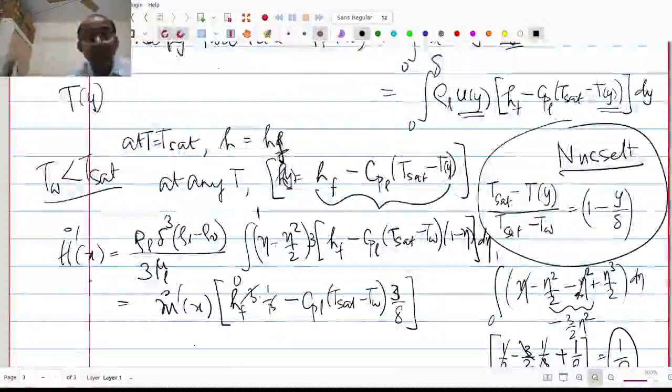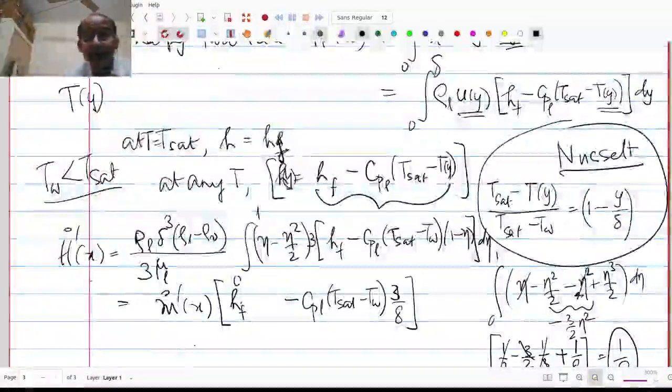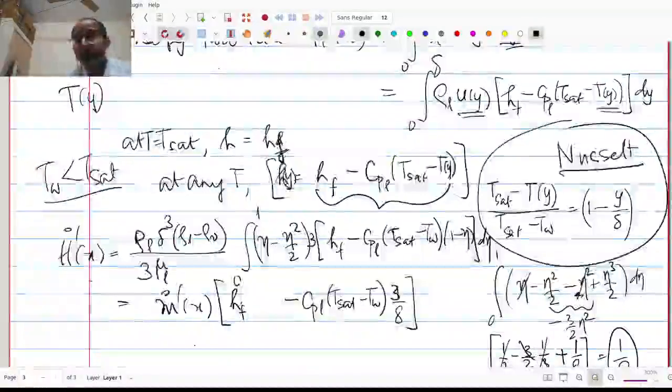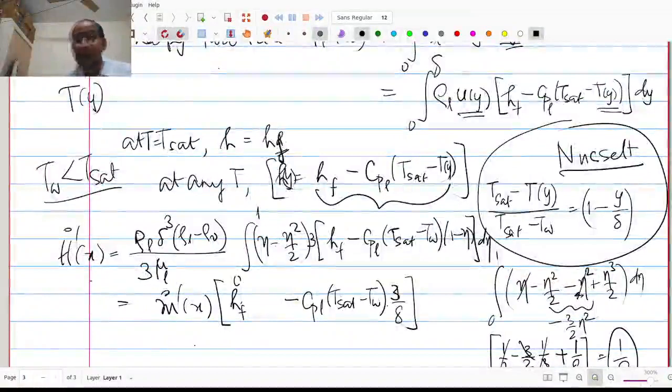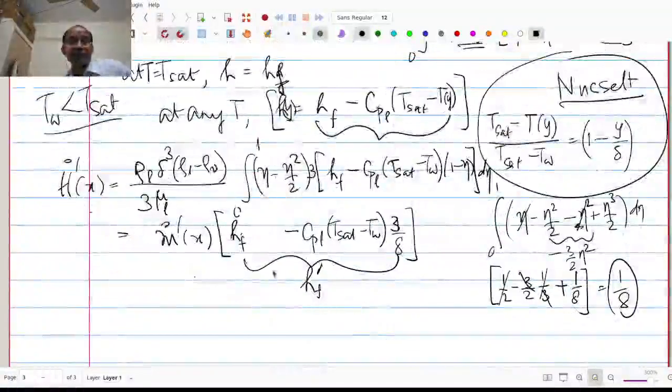So if I look at this, I can cancel out. I can remove this because it has got cancelled out here. So the expression in the bracket is m dot prime x multiplied by HF minus 3 by 8 times CPL into Tsat minus Twall. Okay, so if I call this term an effective HF, as HF prime, this is a value representative of the whole film.